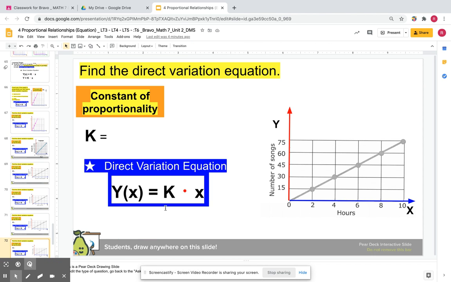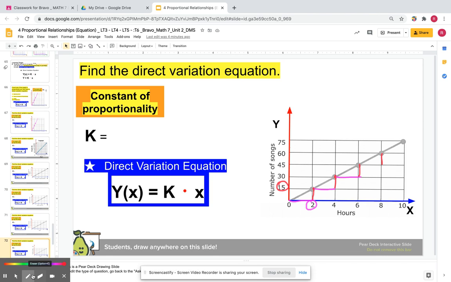Now I'm going to show you how to get your direct variation equation from a graph. It's very similar to the table. Step 1 is to look at your graph and find out if there's a pattern. I can definitely observe that every time I'm growing by 2's in the x direction, it's always growing by 2's. And I'm also observing that y is increasing by 15's. It's always going to go up by 15's.